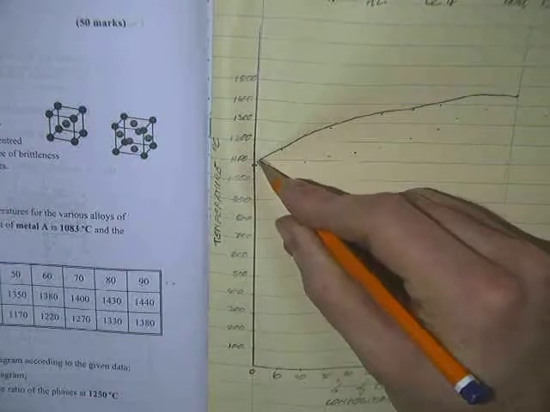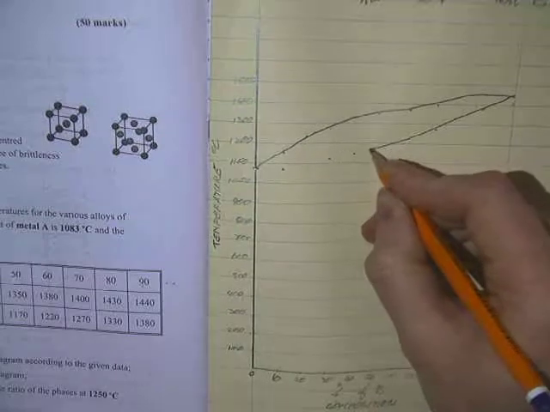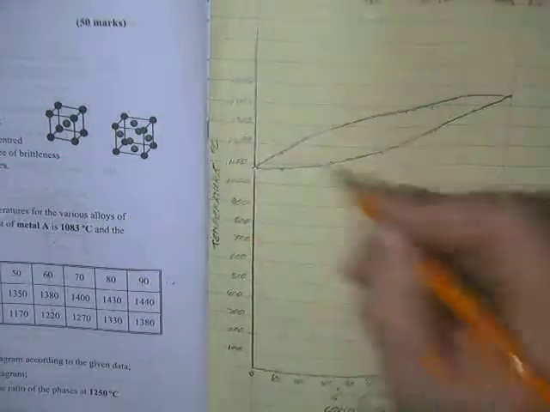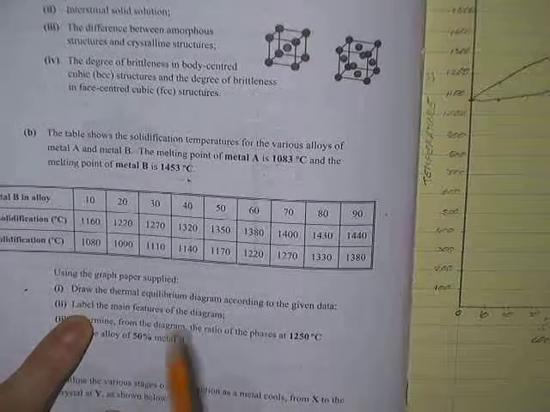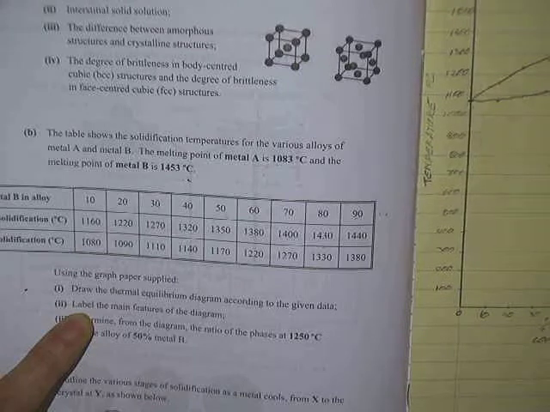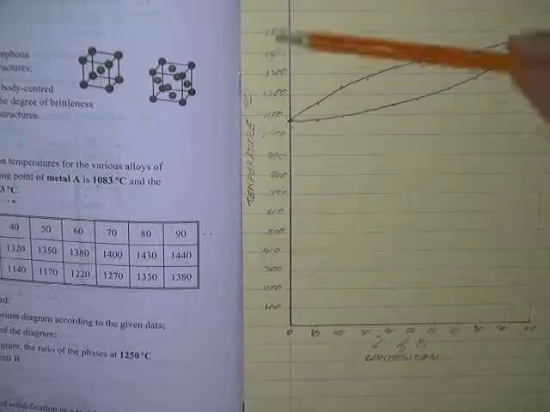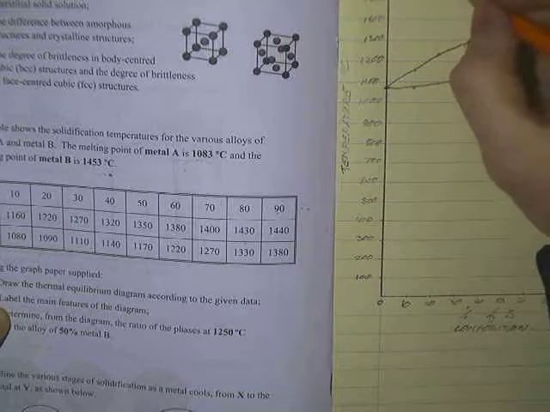So now I have all my points completed. Now I join it all up freehand, like so. So that's the first part of the question: drawing a graph given the data. Make sure that the graph joins on both ends, and make sure you put the composition on the horizontal and the temperature on the vertical. So the graph comes to one point on both ends.